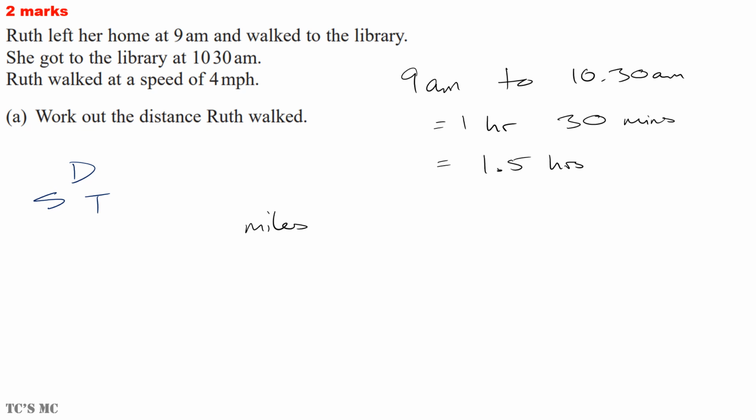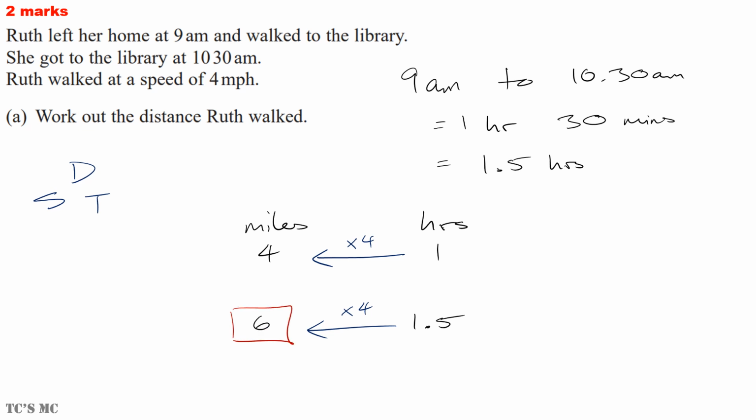I have my headings of miles and hours. I know that she travelled 4 miles for every 1 hour. And in this case, she is travelling for 1.5 hours. I need to find a connection either going downwards or across. I'm going to go across and I'm going to do 1 multiplied by 4 to get 4. Same direction, same operation. 1.5 multiplied by 4 to get her total distance, and in this case it is 6 miles.